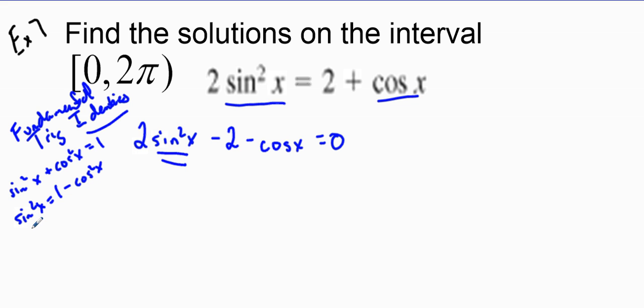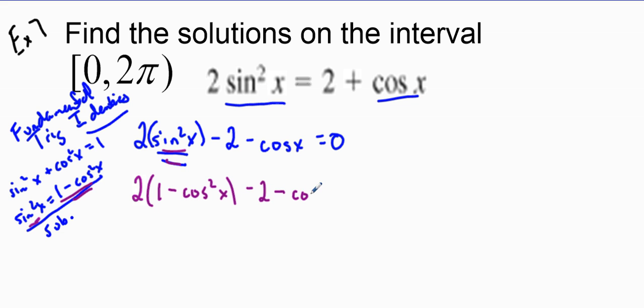So we're going to use this fundamental trig identity and substitute it into this expression right there. So what we get then, now I have 2 times, and I'm going to substitute this in for sine squared, so now I'm going to have 1 minus cosine squared of x, minus 2 minus cosine of x, and that's going to equal 0.